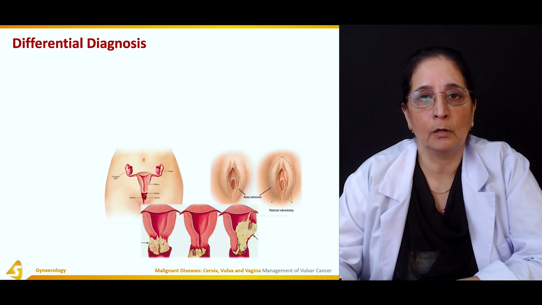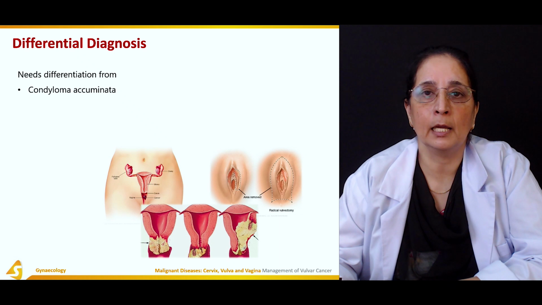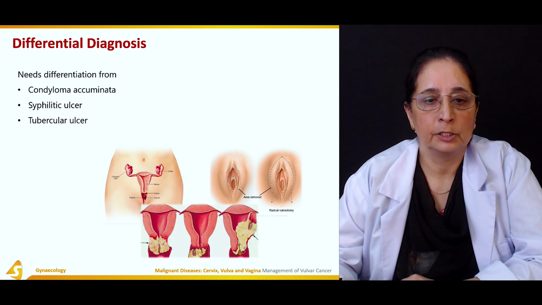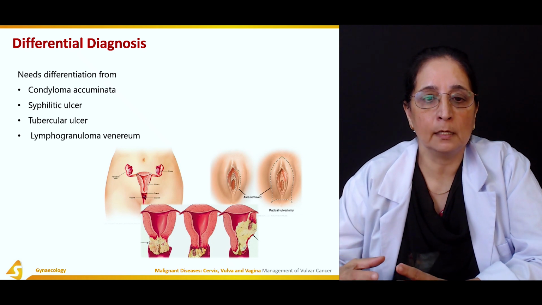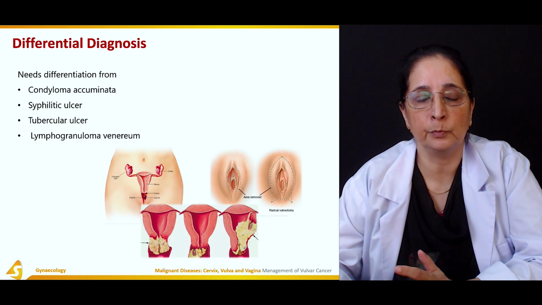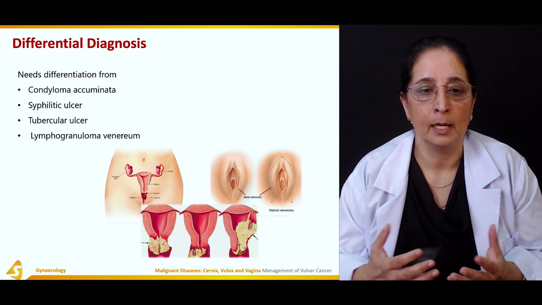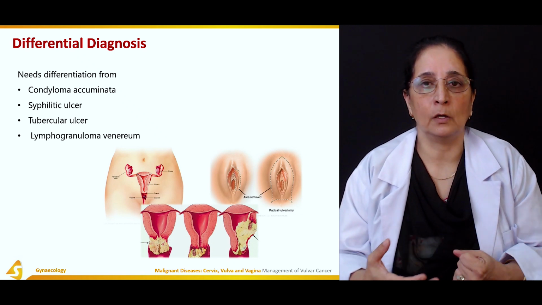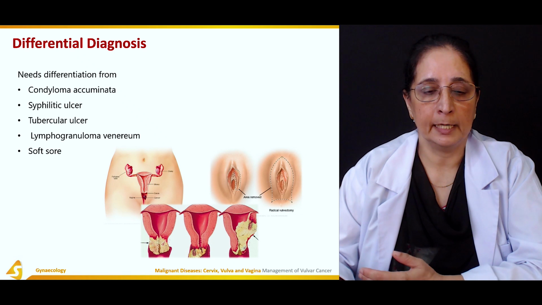Differential diagnosis of the vulval carcinoma is usually condyloma acuminata, syphilitic ulcer, tubercular ulcer, lymphogranuloma venereum. All these are the STDs except the tubercular ulcer, which is caused by tuberculosis, which spreads to different organs, including the female genital tract. Condyloma acuminata, lymphogranuloma venereum, syphilis, all these are the different sexually transmitted infections. Then soft sore.